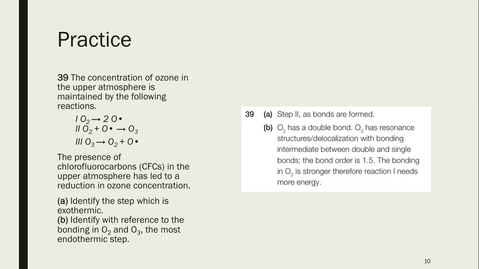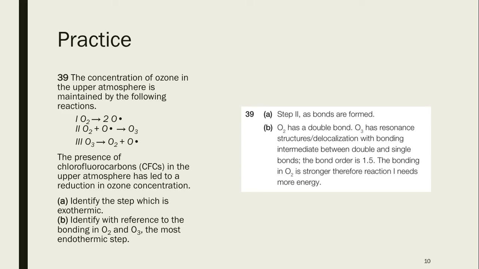So, for the answer for part A, step number 2 is exothermic, as we are forming new bonds. So in number 1 and number 3, it is endothermic. We are breaking oxygen in number 1, we are breaking ozone in number 3. But in number 2, we are creating a new bond when oxygen combines with the oxygen radical. So that is an exothermic step, forming bonds.